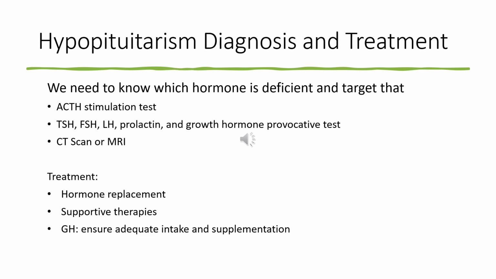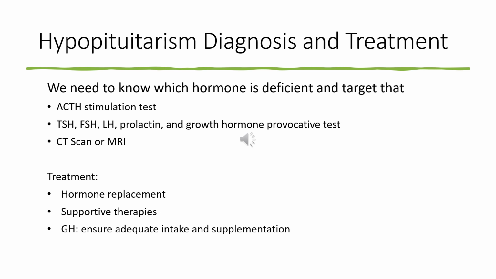When we look at the hypopituitarism diagnosis and treatment, one thing we want to focus on is knowing which hormone is deficient and to target that specific hormone for replacement. We also want to look at is there a possibility of a tumor? Because if we have a brain tumor or a pituitary tumor, that can definitely affect how our hormones are being controlled. So they may look at a CT or an MRI.